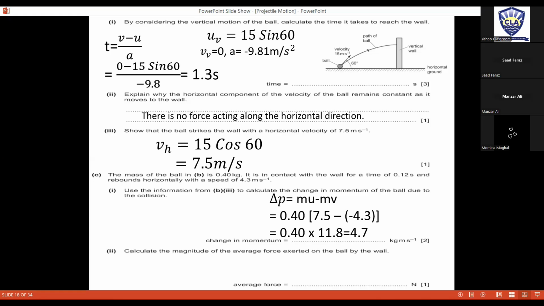Average force is rate of change of momentum. Change in momentum 4.7 in a time interval of 0.12. Divide it and you will get the value of the force with which the ball hits the wall and exerts on it. Okay, one more question.